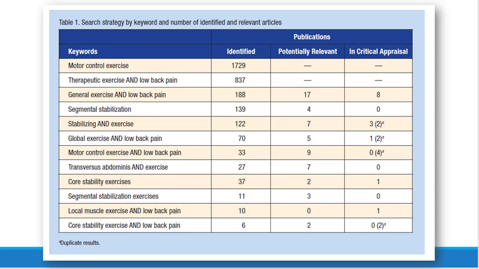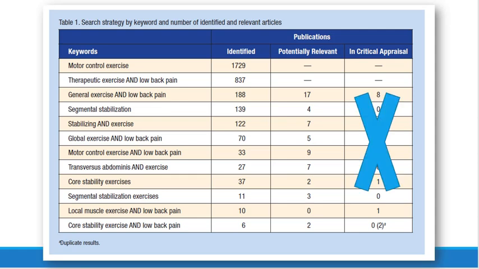Therapeutic exercise and low back pain, 837. I didn't want to search through all those. And so I started to come up with different terms that I would know that might reveal an article. Or as I started to find articles, I could look at the keywords and see if there was a keyword that I hadn't included previously.